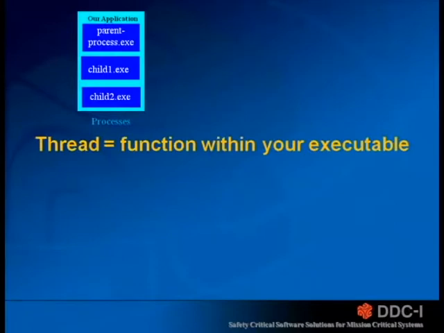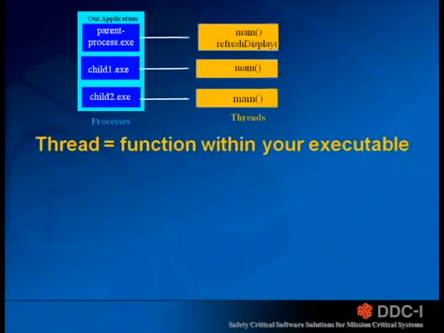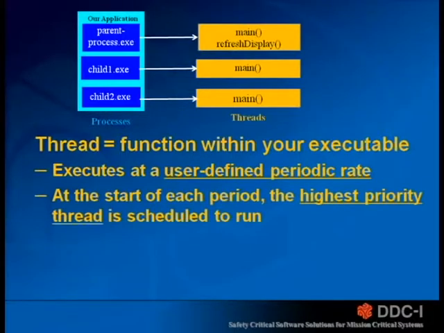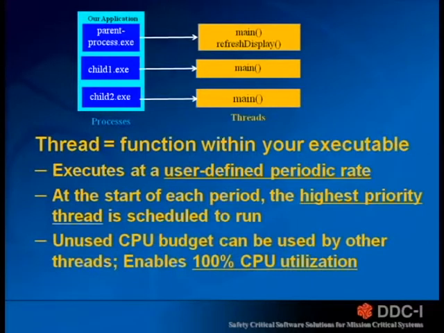A thread is a function within your executable, such as main and refresh display. Each thread executes at a user-defined periodic rate as specified in the registry, and at the start of each period, the highest priority thread is scheduled to run. DOS enforces time partitioning via a patented rate monotonic scheduler that guarantees one thread cannot steal time from another thread. DOS does allow unused CPU time to be used by other threads defined as slack consumers, which enables 100% CPU utilization. Within DOS, a thread is the software component that enforces time partitioning.